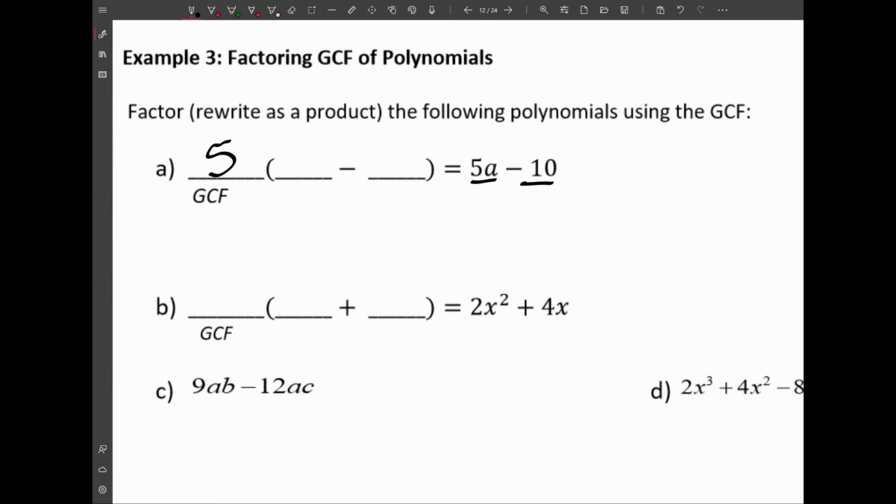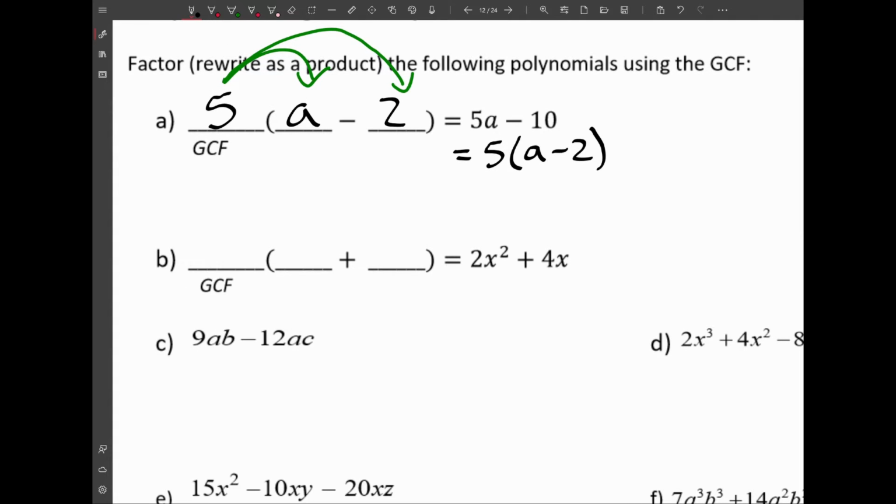That's it. So what we do then is we say, well, 5 times something is going to give me 5a. Well, obviously a. 5 times a would give me 5a. And 5 times something is going to give me that negative 10, which of course is negative 2. So we have that 5a minus 10 is the same thing as 5 times a minus 2.